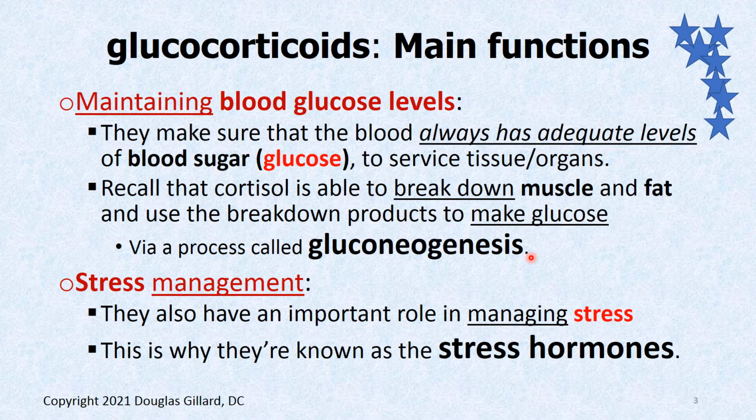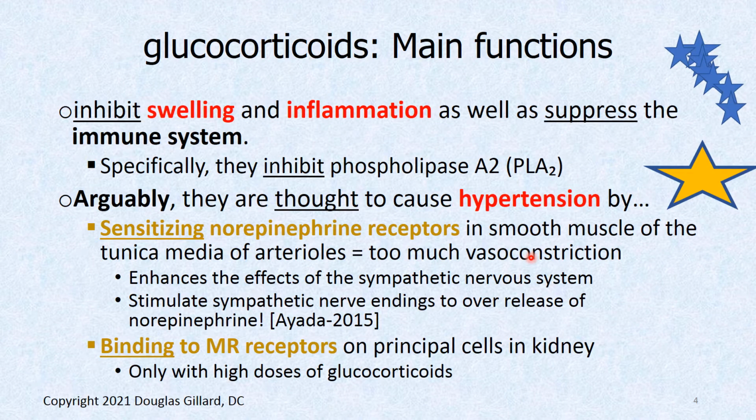It's also important in stress management, which we have talked about before. We know that stress soaks glucose out of your blood like crazy. And then how are you going to replace that? Well, by secreting more cortisol. So stress management and maintaining blood glucose levels. What else does it do? It also inhibits swelling and inflammation. It's important so your inflammatory reactions don't get out of control. It snuffs those out. And we'll look at how it inhibits phospholipase A2 here in a little bit.